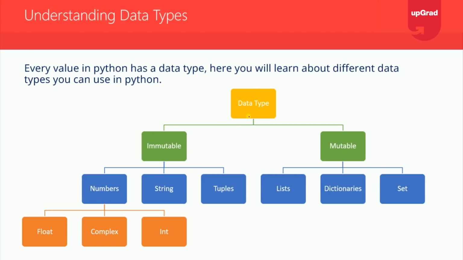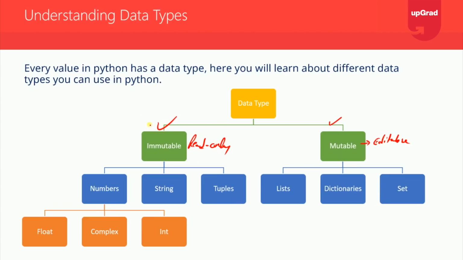Now, data types can be categorized into two sections here, which are immutable and mutable. Immutable data types are those data types which cannot be modified or updated. We can call them read-only as well. Mutable data types are those data types which can be edited or modified or updated. So I'll just call them editable.